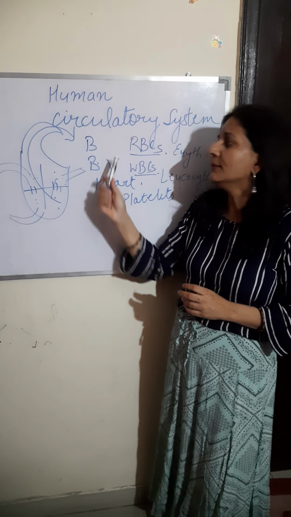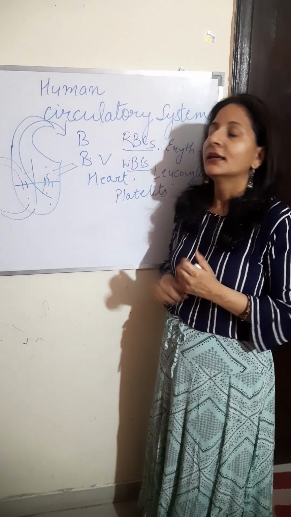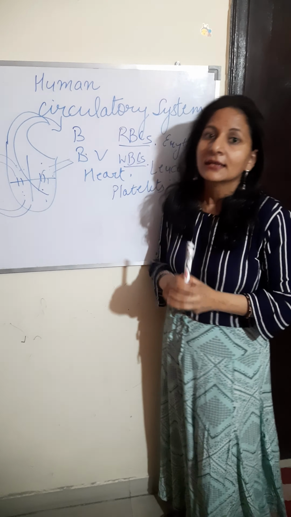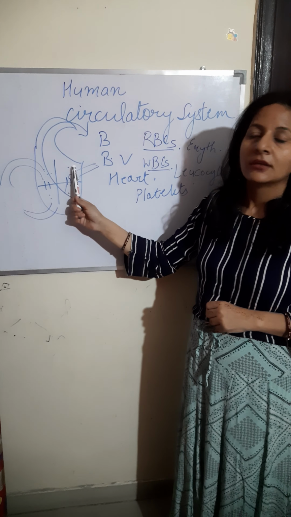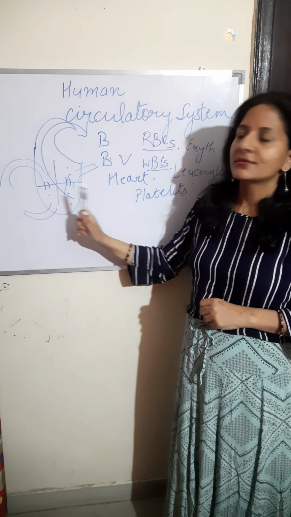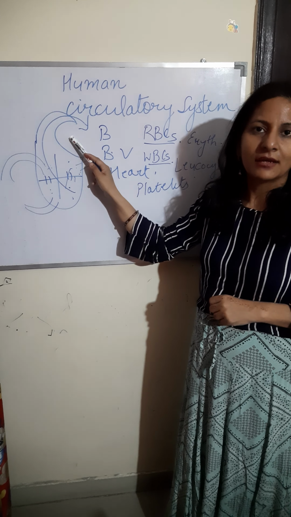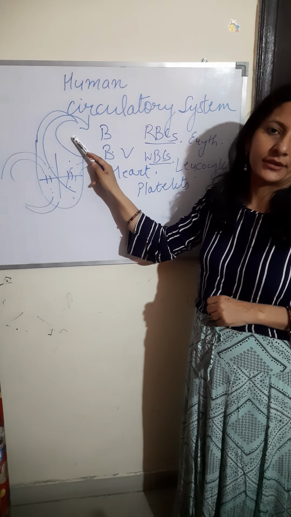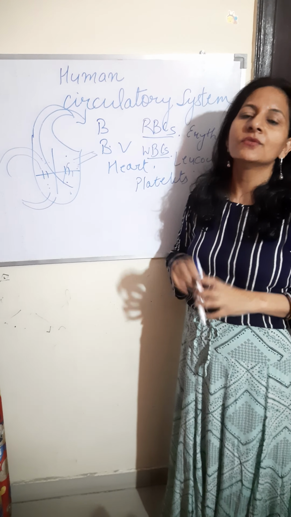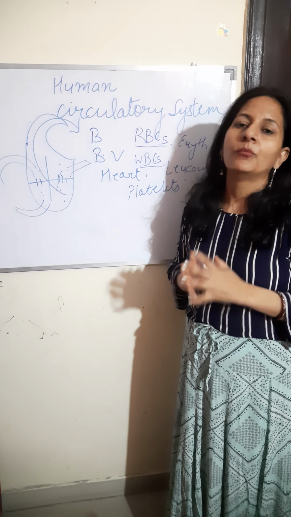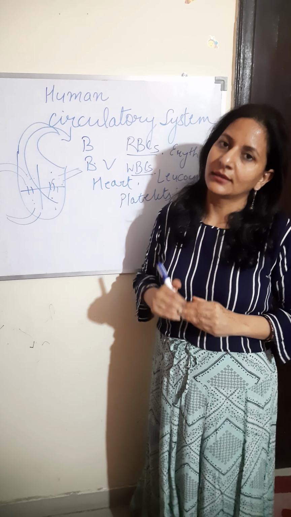Now this is all about the blood. Blood vessels, I've already told you: arteries, veins and capillaries. And the heart, I have told you: this is your right auricle, left auricle, right ventricle, left ventricle. The largest artery is your aorta. Aorta is the largest artery of the body which carries blood to the whole body. And the largest vein of the body is the superior vena cava.